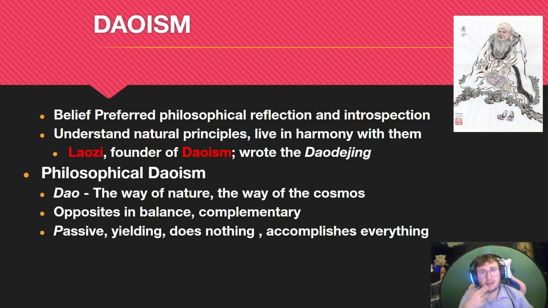Taoism is in the philosophical sense. Taoism has what is known as the Tao, and this is the way of nature and the way of the cosmos. It is opposites in balance. Everything is complementary. Where there's a good, there's a bad. Everything is in balance, and they are very passive and yielding. If you do nothing, you will accomplish everything.